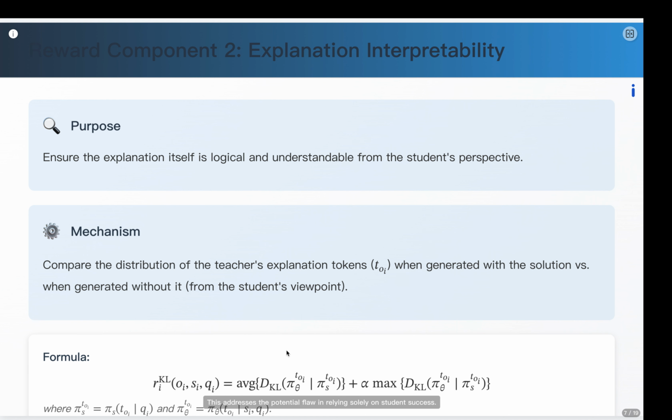Now, the second component, R_i^KL. This addresses the potential flaw in relying solely on student success. It asks, does the explanation make sense in the student's mind? It compares the distribution of the explanation tokens generated by the teacher when it has access to the solution versus when it only has the question. If the explanation is truly logical, the teacher's generation should be similar to what the student might generate based on the question alone. Using KL divergence here quantifies this difference. Does this term encourage the teacher to produce explanations that are not just statistically likely but also coherent and understandable?